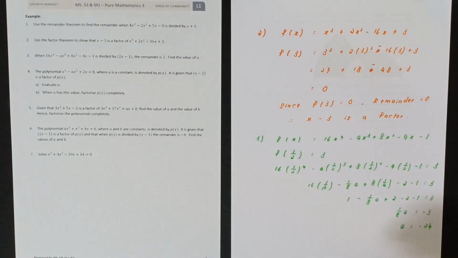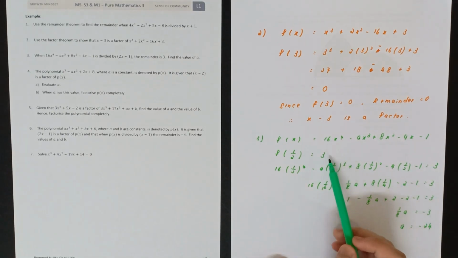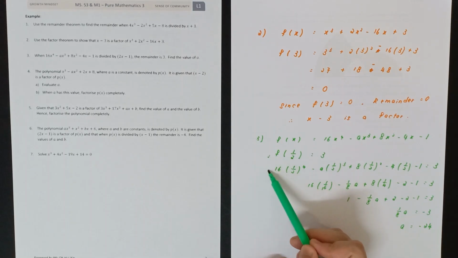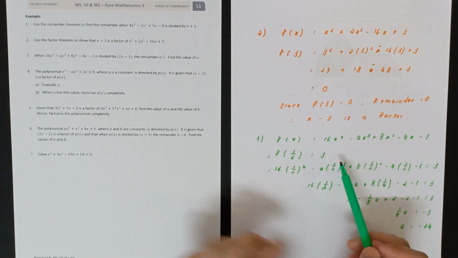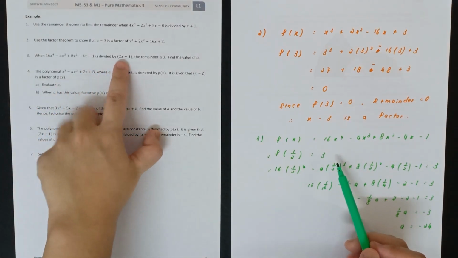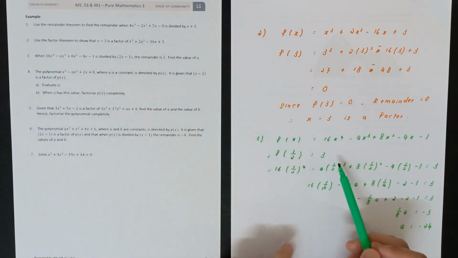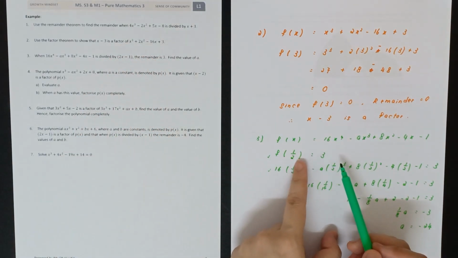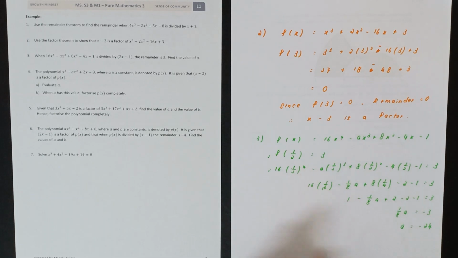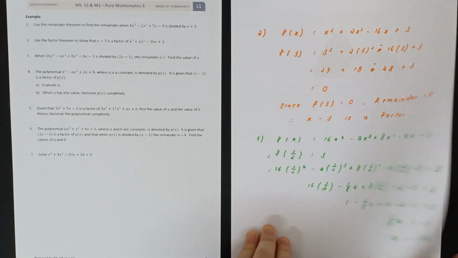Is that alright? So below here is basically arithmetic calculation. What is important is you know how to continue like this step and this step. Basically the question tells you if divided by 2x minus 1, the remainder is 3, meaning that you substitute 1 over 2 into the polynomial itself, you should get the answer of 3, which is your remainder. Alright, so let's move on to number 4.